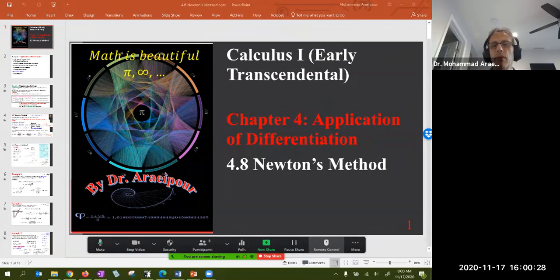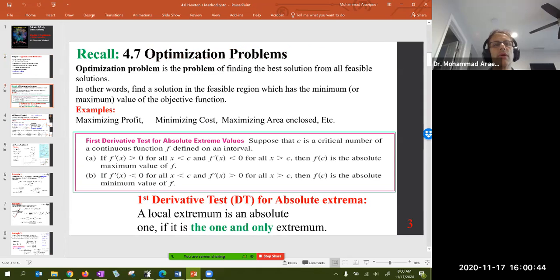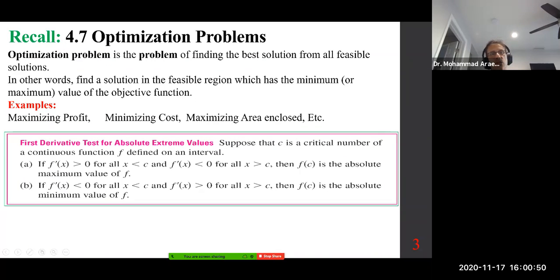Good morning, class. We are looking at section 4.8, Newton's method. We have covered various sections, and the last one was 4.7, optimization problems, in which case we basically said we are looking at normally an open interval. There is only one critical point, and when we go through the first or second derivative test, it becomes not only a local but also an absolute max or min.